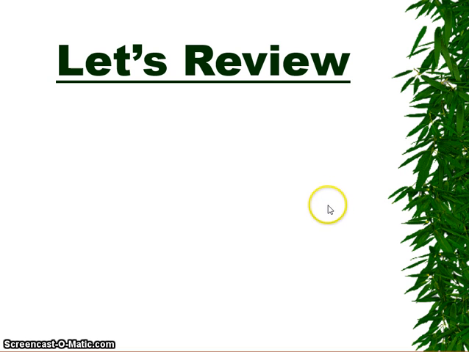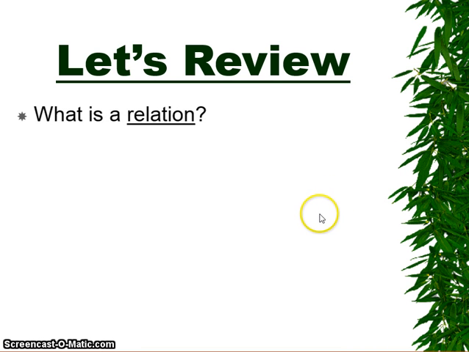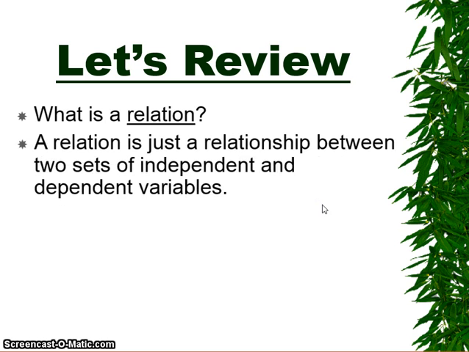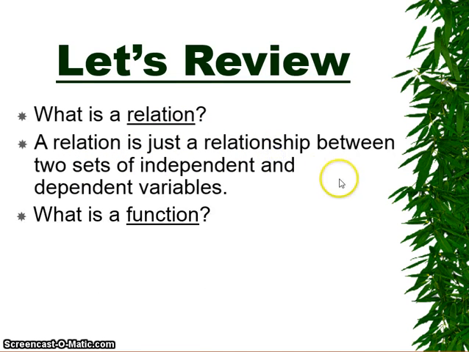So let's first review what we've learned so far. We have learned what a relation is. We know that a relation is just a relationship between two sets of independent and dependent variables. So if a relationship exists, then it's called a relation. Any link between two sets is called a relation.